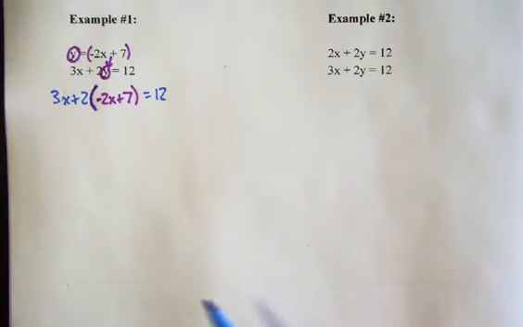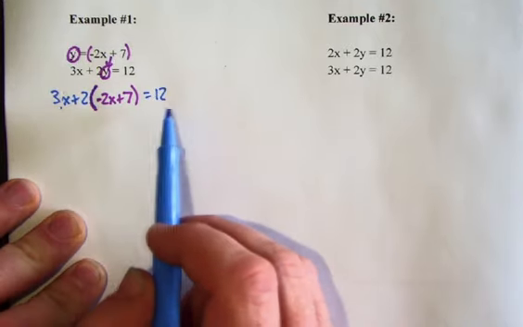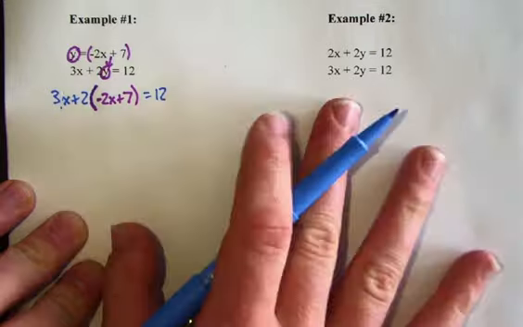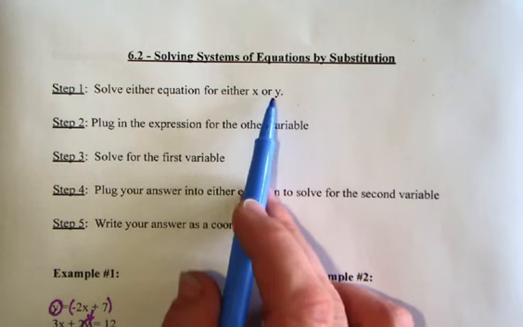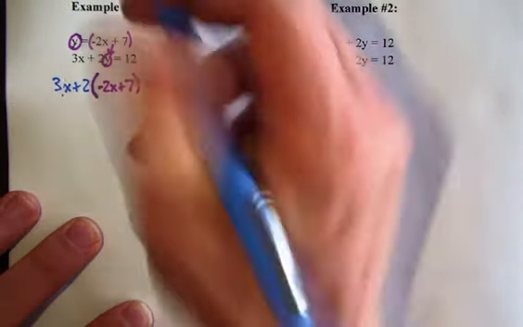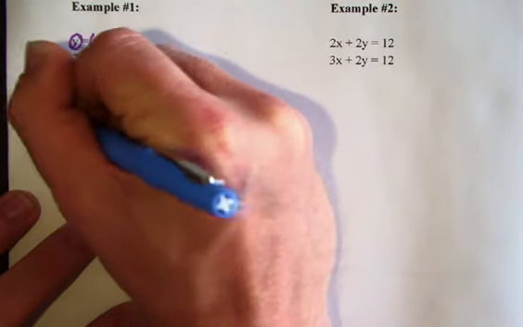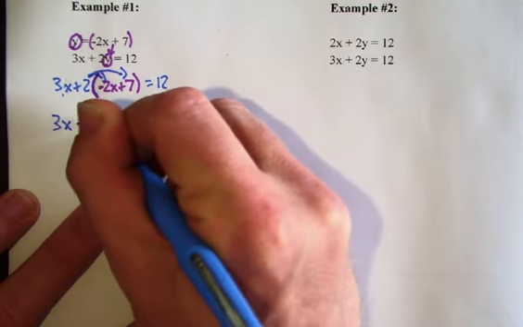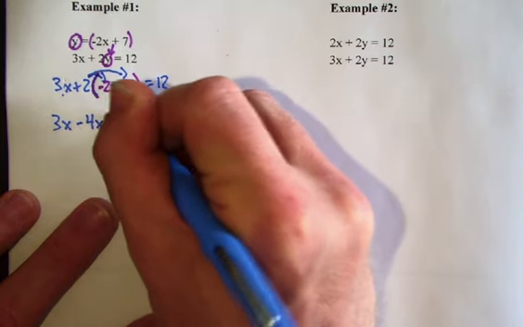Well, now all we have to do is solve for x. You'll see that we now have an equation that only has x as a variable. Okay? So step 3, above, we solve for either x or y. We already had it solved for y. We plugged what we had for y into the other. We're going to solve for the first variable, which is x. All right? So 3x plus 2 times negative 2x plus 7 equals 12. We're going to distribute here. So we get 3x. 2 times negative 2x is going to be negative 4x. Right? And then 2 times 7 is 14 equals 12.